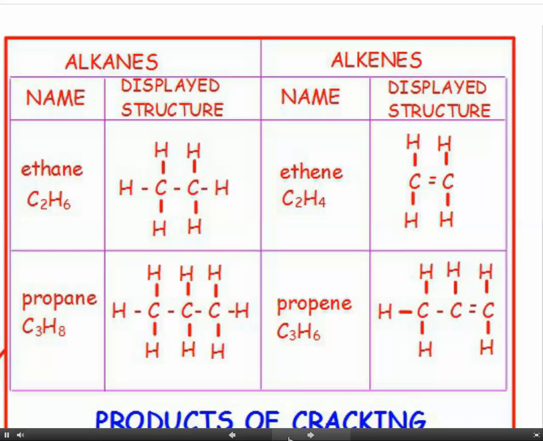And here you can see a comparison of alkanes and alkenes. So if you look at ethane on the left, which is C2H6, and compare it to ethene on the right, which is C2H4, you can see that ethane has only single bonds, whereas ethene has a carbon-carbon double bond. If you look at propane C3H8 and propene C3H6, propene has a carbon-carbon double bond. That's what makes it an alkene.